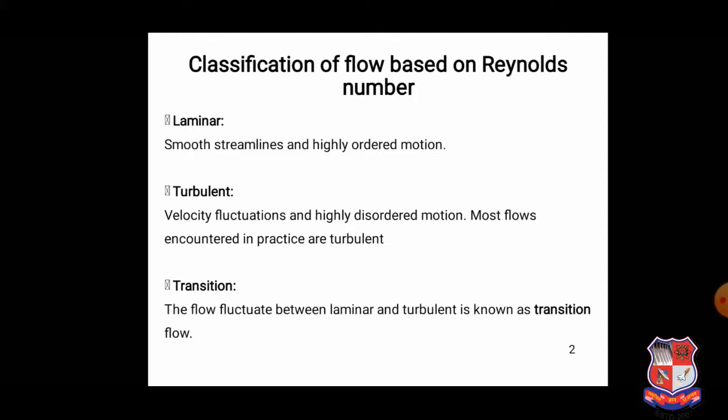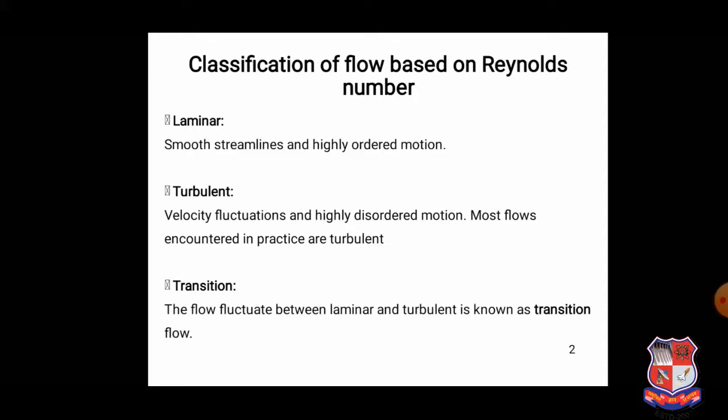Whereas the turbulent flow has no such well defined path and the direction is zigzag, and due to that there are so many fluctuations in the velocity and very highly disordered motion, and most flows encountered in practice are known as turbulent flow. And next is the transition. The flow which fluctuates between the turbulent and the laminar is known as the transition flow. So this is the basic definition.